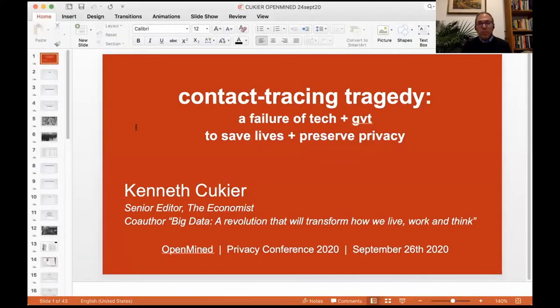I'm Kenneth Cukier. I'm a senior editor at The Economist, and I've written books about data. And I'm talking to you today about contact tracing and privacy and society. Now, it is a very tricky question because you would think that the world would have been able to balance both public health and individual privacy. But alas, no, that wasn't the case.